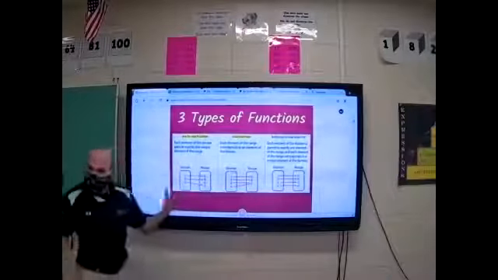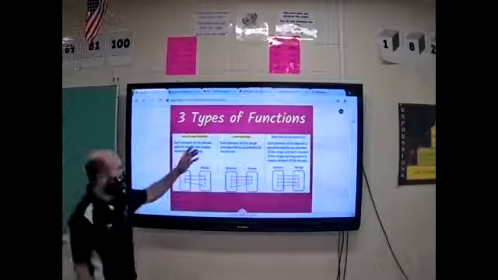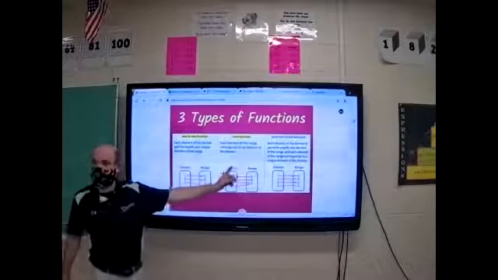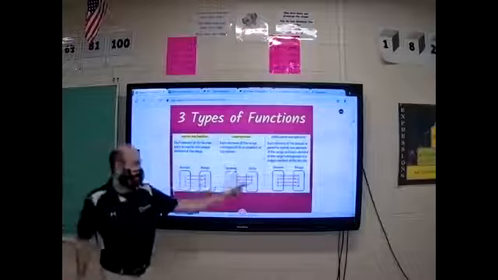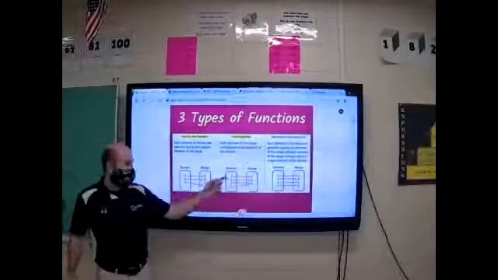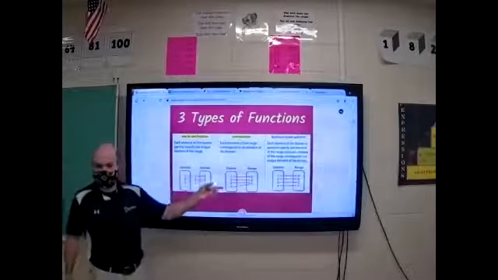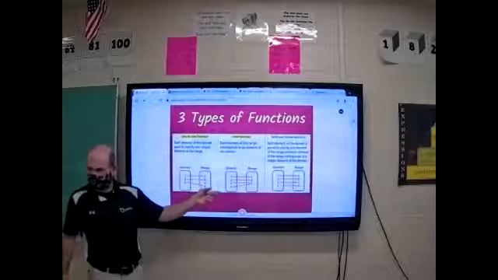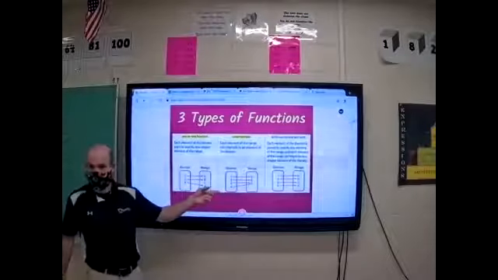That makes it a function. Everyone that's there has a part. It's an onto function if everybody in the range has somebody from the domain there. Does that make sense?